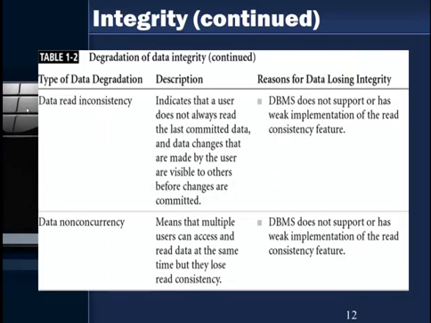Moving on to data read inconsistency, which indicates that a user does not always read the last committed data, and those changes that are made by other users are visible to others before changes are committed. And then data non-concurrency, which means that multiple users can access and read data at the same time, but they lose read consistency.